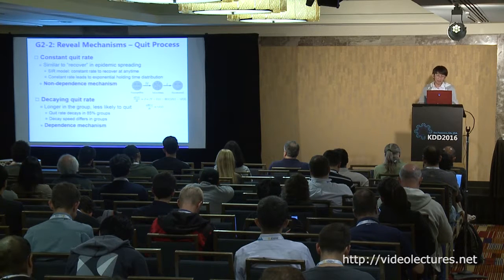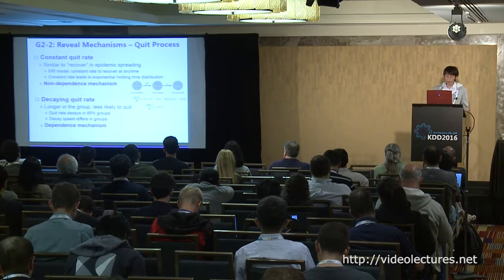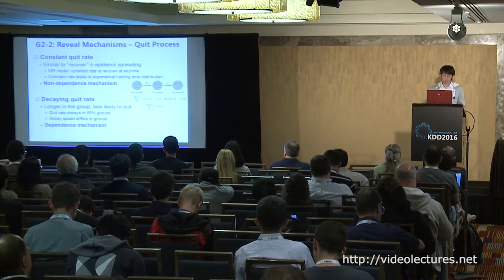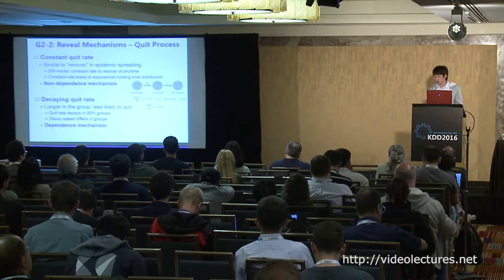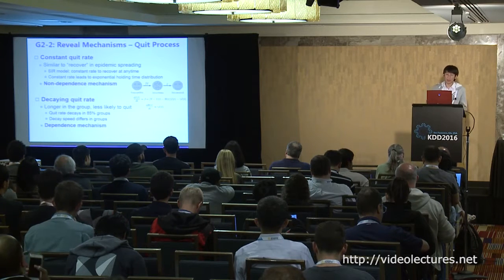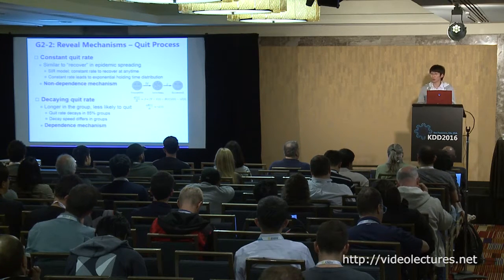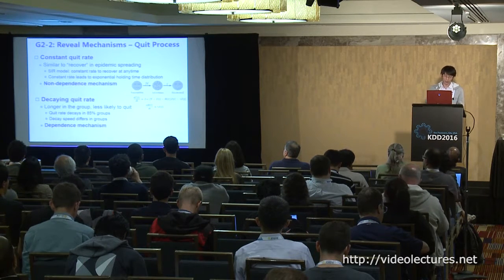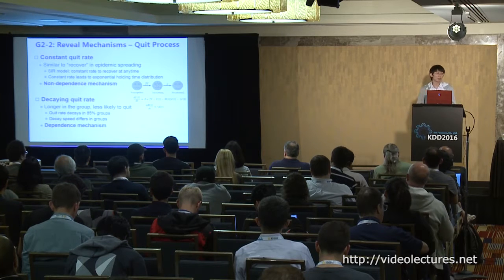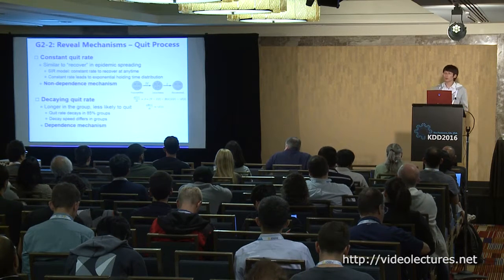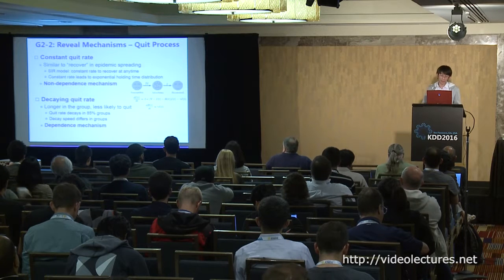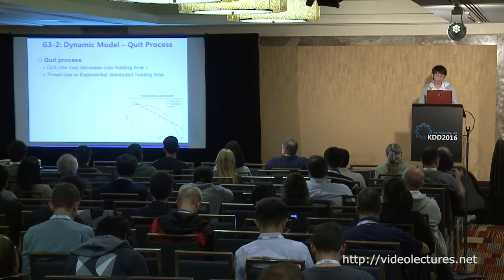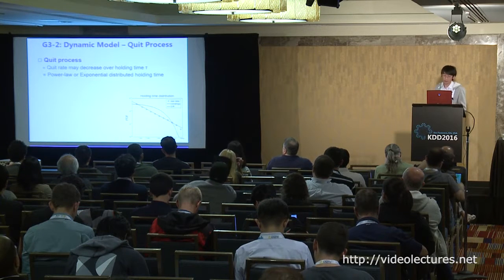But in most groups, we find the quit rate is decaying. That means the longer you have been in the group, the less likely you are to quit the group, because you become dependent on or loyal to the group. So we find that the quit rate decays in most groups, but the decay speed differs in different groups. So we also want to know how it decays over time. We can use the holding time distribution to help us find how it decays.